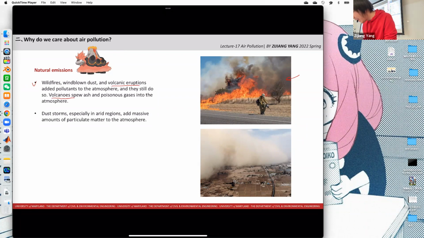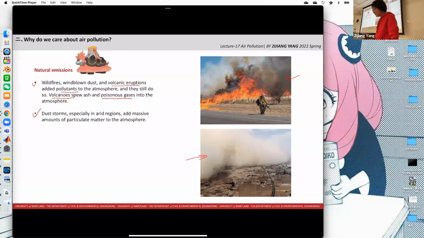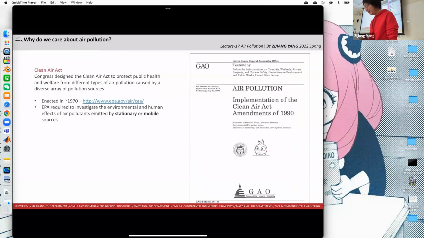It will release poisonous gas into the atmosphere, but it will also release particulate matter into the atmosphere. Another source is the dust storm, which is very bad, and it will introduce particles into the atmosphere. So that's why we need to grow more trees on this planet.